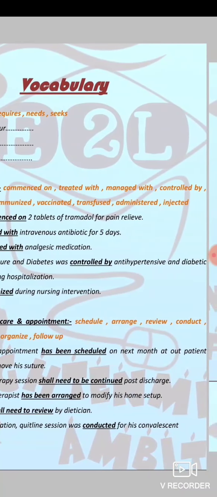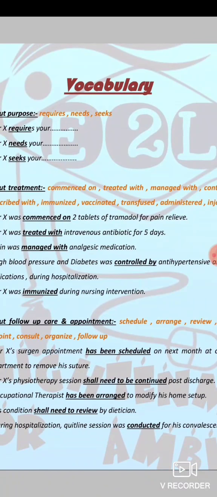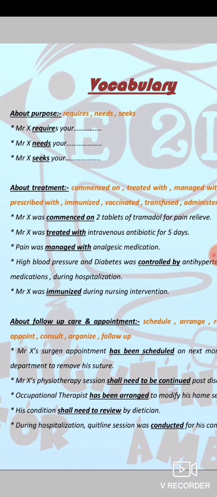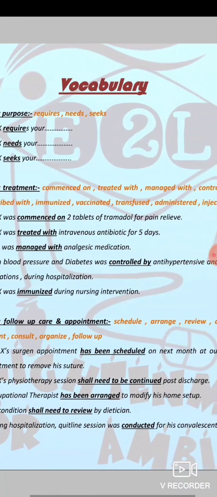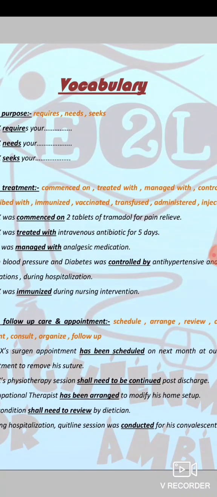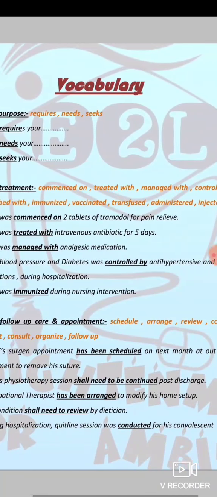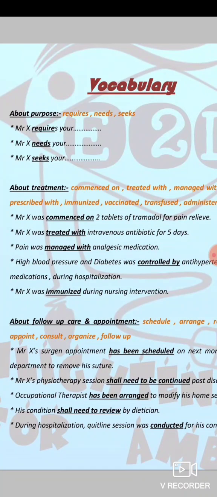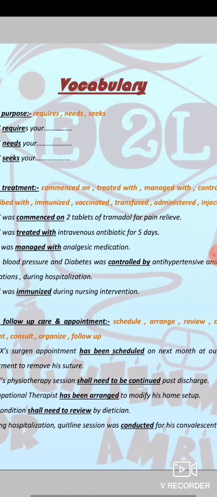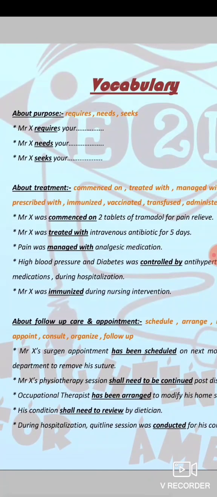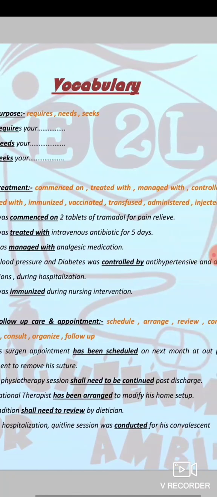Next vocabulary is about review. His condition needs to be reviewed by a dietitian. Review. Either you can say review, consultations, or seen. Also you can say seen by dietitians. Scheduled, appointed: either you can use scheduled, or you can use has been appointed next month at outpatient department to remove his suture.